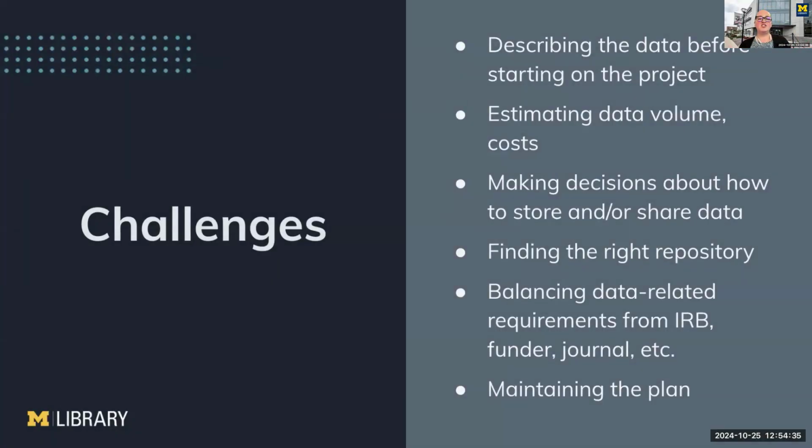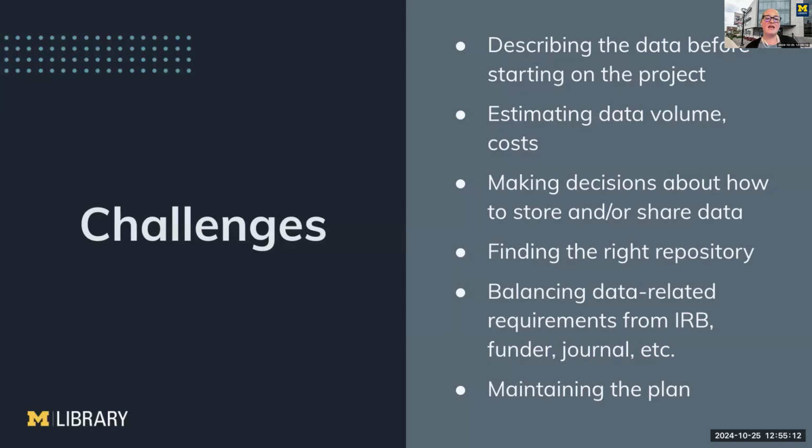So just going back to generally about data management plans, there are some challenges associated with writing a DMP. First, it can be really challenging to fully understand and describe your data before you've even really started the project, right? And related to that, it can be hard to estimate the overall data volume and any associated costs, which are often asked for in a grant application. It's also challenging to make decisions about how you're going to be storing and sharing your data so early on in a project. And many researchers are just not aware of all the repository options that are available for sharing data. So it can take time and effort to really find the right repository if you're going to be sharing your data that way.